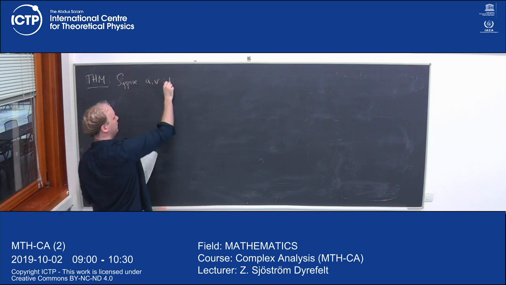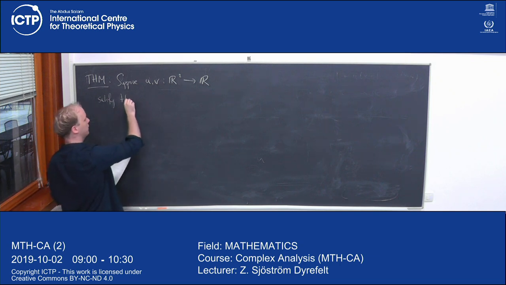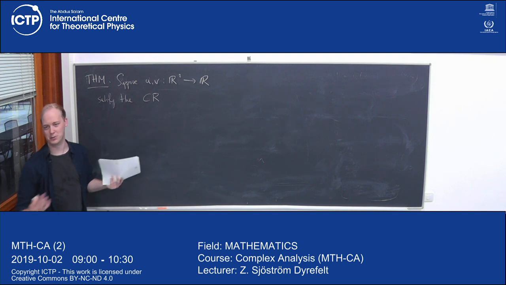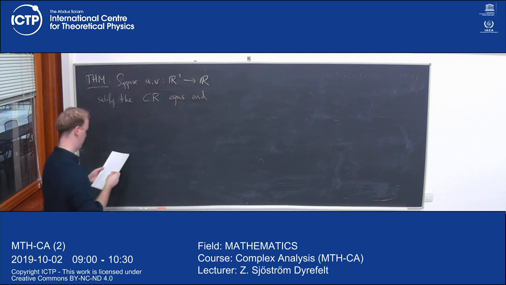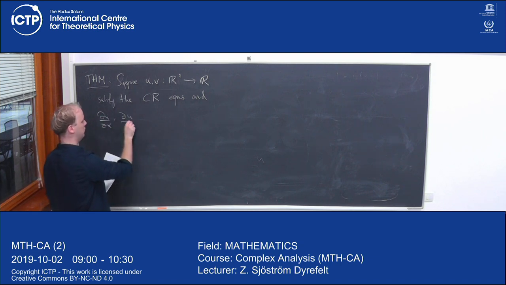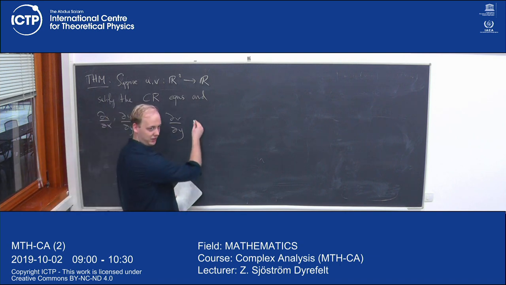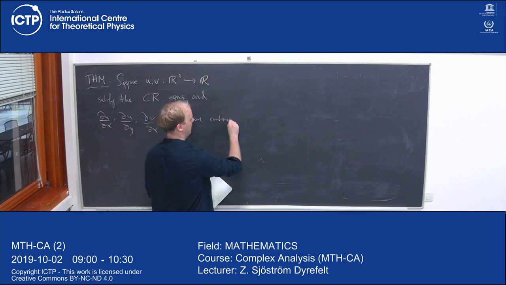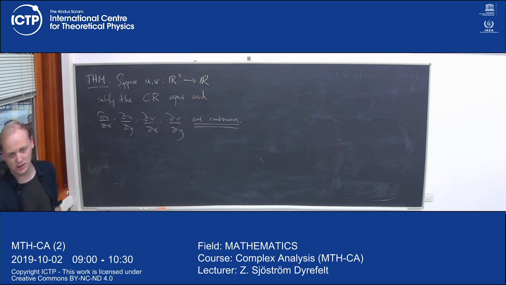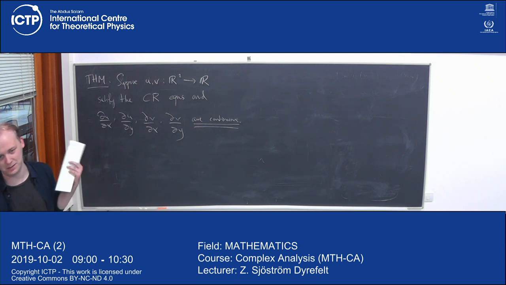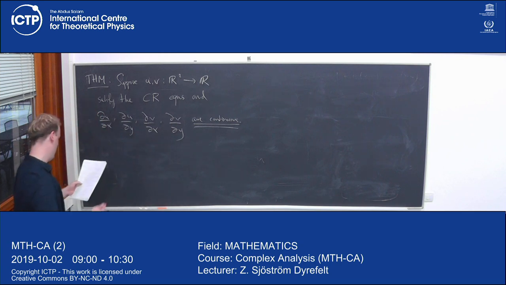So suppose u and v from R2 to R satisfy the Cauchy-Riemann equations. In this course I will write this as CR equations, just to not have to write it out each time. And all the partial derivatives, partial u partial x, partial u partial y, partial v partial x, partial v partial y, are continuous. Okay, so this is important. If you don't put this hypothesis, this kind of theorem may not be true. I will hand you the homework sheet later, and there will be an example where this theorem is not true. But it doesn't mean that this theorem is wrong, because I have this hypothesis. Okay? So they are continuous.